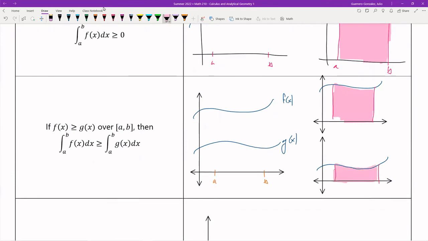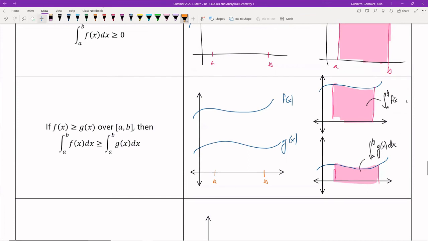Gotta be bigger. That's all this is saying, right? So then this right here is the integral from a to b of f of x dx, and this is the integral from a to b of g of x dx. All this is saying is that this one has got to be bigger than this. That's it. That's simple.